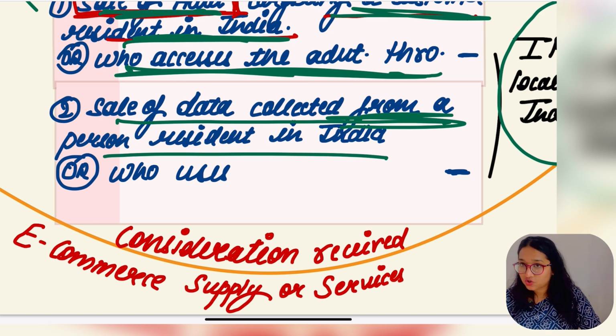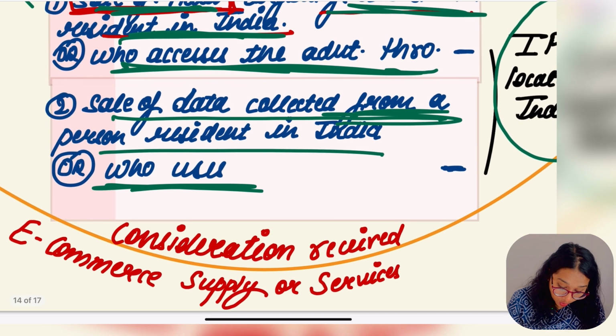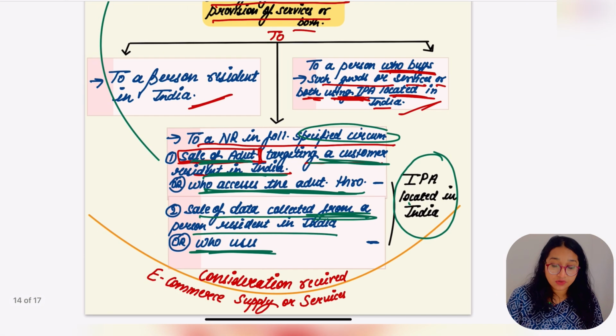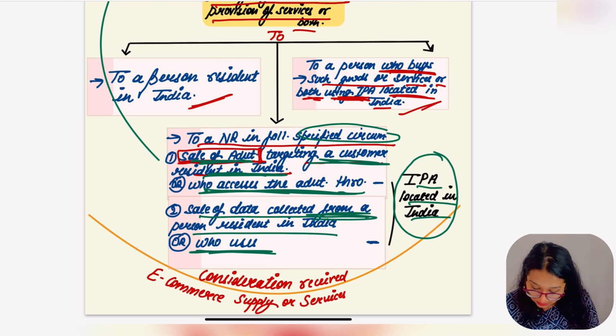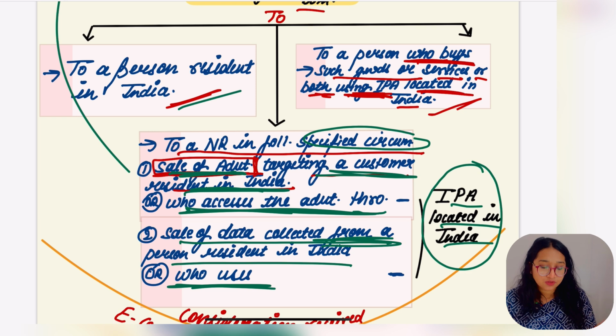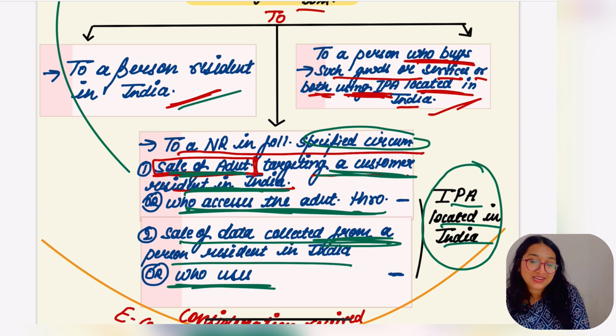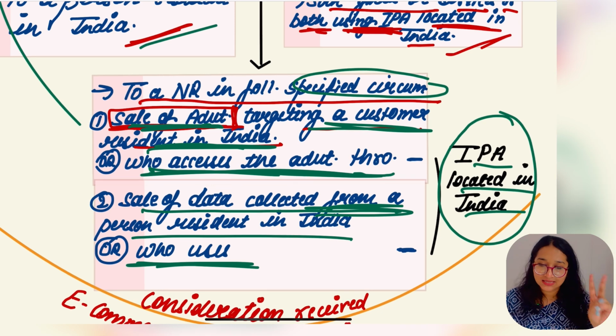In this case, equalization levy is going to be imposed. And they use an IPA located in India. Is this part clear? So there are three conditions for those falling in the category. Very first, the person who is a resident in India. Is this part clear? Or if any person buys any goods or services or both through the IPA located in India. Is this part clear? Second part clear.